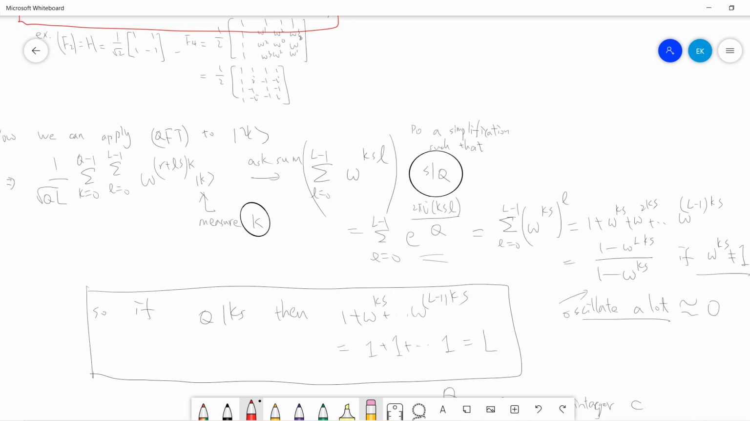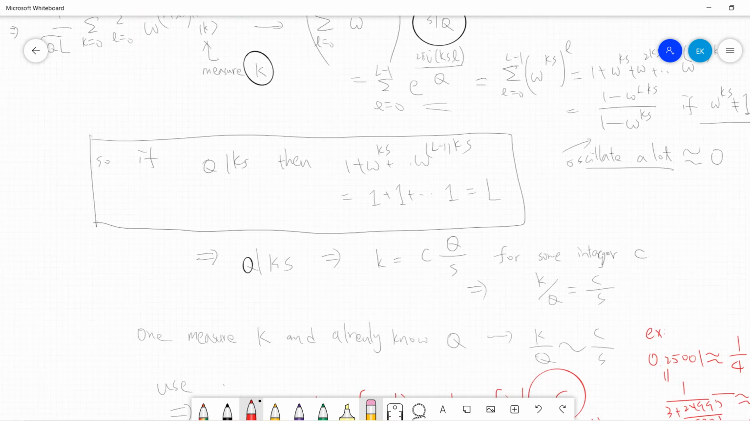But you see, if ks is amazingly a multiple of Q, then 1 plus omega to the ks up to omega to the (L minus 1)ks will be 1 plus 1 plus 1, up to L. So this is a very amazing result: if Q divides ks, then all of these terms will add up to L. This tells you that in general you have large probability to get a k such that k times s is a multiple of Q. That means k can be written as cQ divided by s, where c is some integer, so k over Q equals c over s.